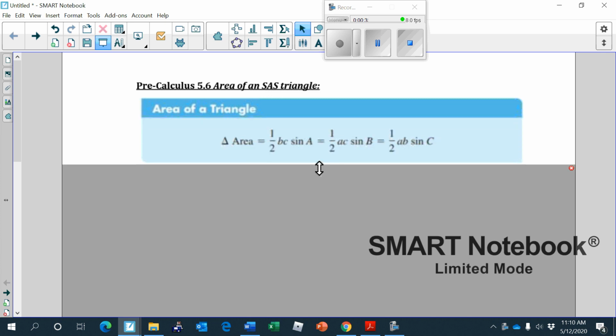It's really only one formula. It just depends on what angle you're given. If you're given angle A, then you're going to use this formula. If you're given angle B, then you're going to use this formula. If you're given angle C, you're going to use this formula. So let's give it a try.